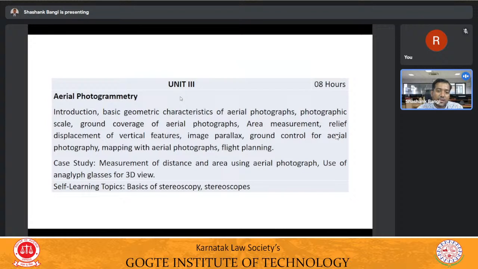The concept of aerial photogrammetry is needed nowadays to do drone photography. If you want to convert the photos into meaningful information, and if you want to convert the photos into measurement units, that time the concept of aerial photogrammetry is required. With the help of aerial photogrammetry, we can measure the dimensions of the buildings, dimensions of the features which are present on the photos. That is one of the advantages of aerial photogrammetry.